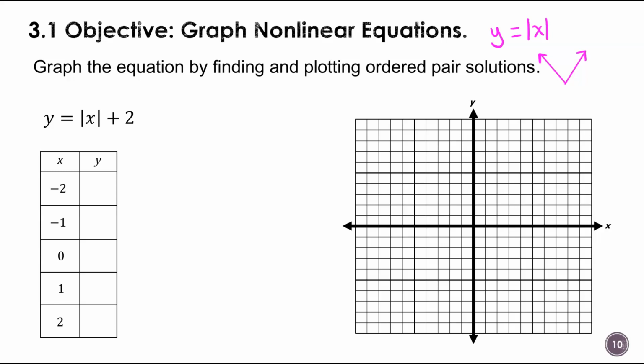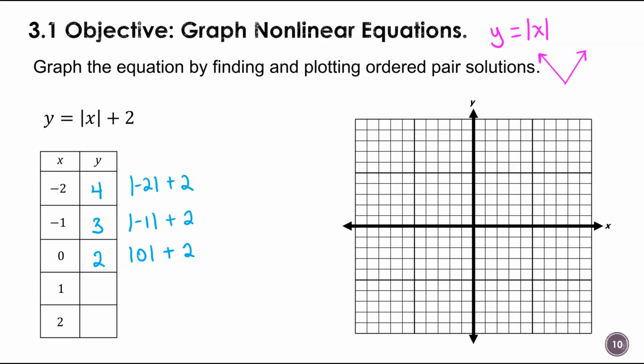And you have to be careful with that because you're taking the absolute value of the number when you substitute it in. So notice we're going to substitute -2 for x, so the absolute value of -2 is 2, so 2 plus 2 is 4. The absolute value of -1 is 1, so 1 plus 2 is 3. The absolute value of 0 is 0. 0 plus 2 is 2.